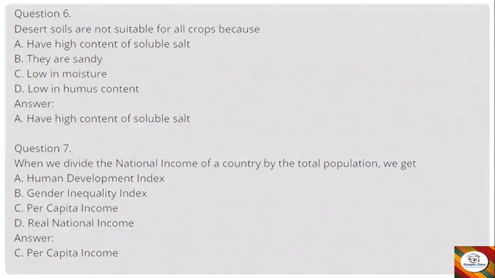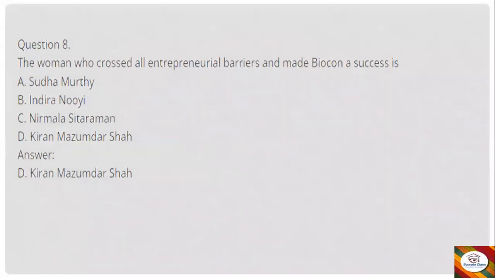Question 7. When we divide the national income of a country by the total population, we get dash. A. Human Development Index. B. Gender Inequality Index. C. Per capita income. Or D. Real national income. And the answer is option C. Per capita income.